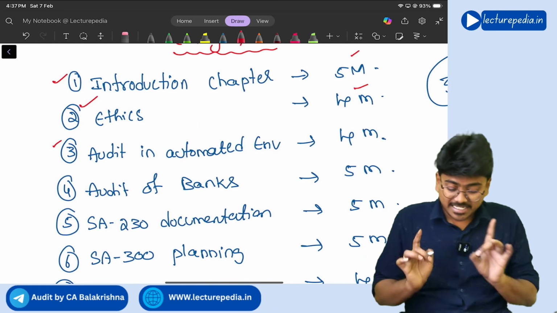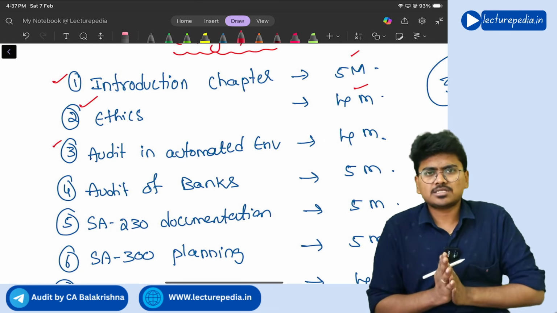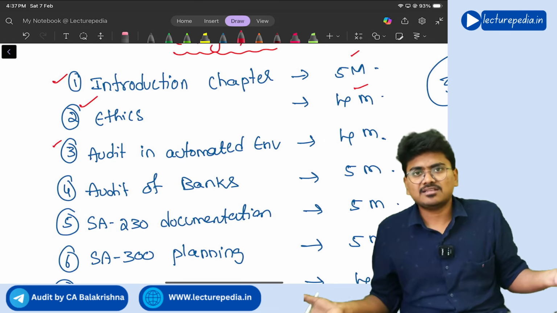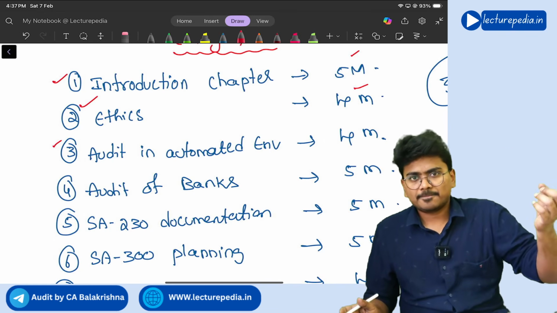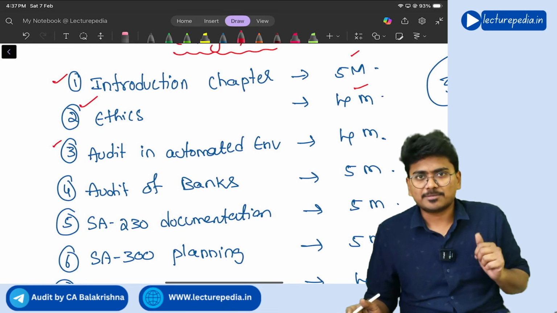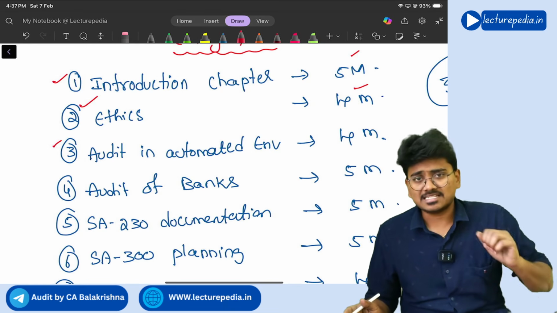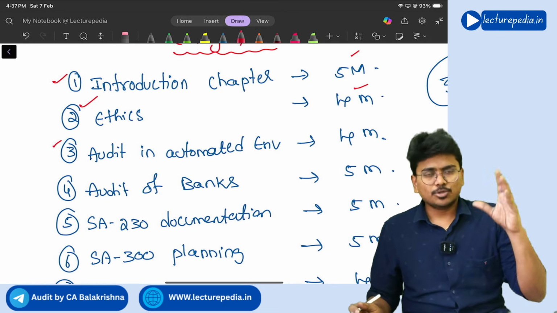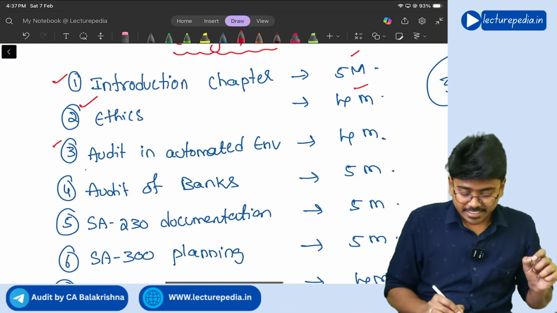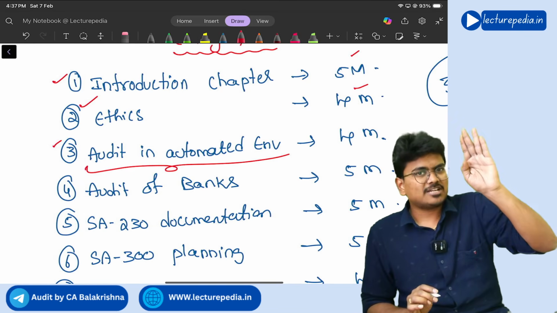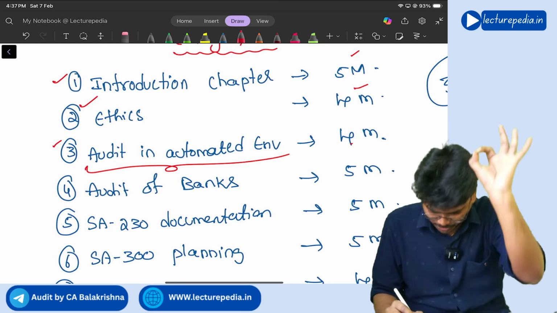Next, audit in an automated environment. So what is this audit in an automated environment, sir? We don't have it in our ICAI study material. See, if you observe the 4th chapter, the risk assessment chapter, in that risk assessment and materiality chapter, at the end you will have some 5 to 6 pages which cover audit in an automated environment.